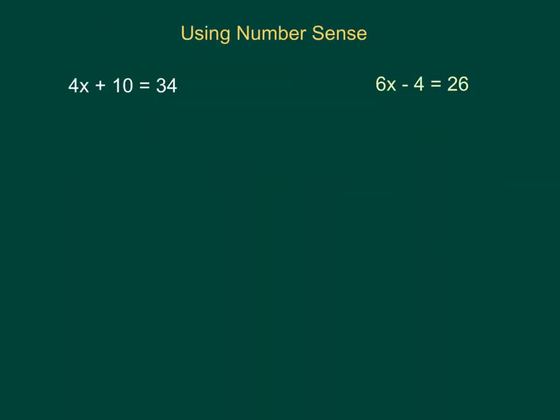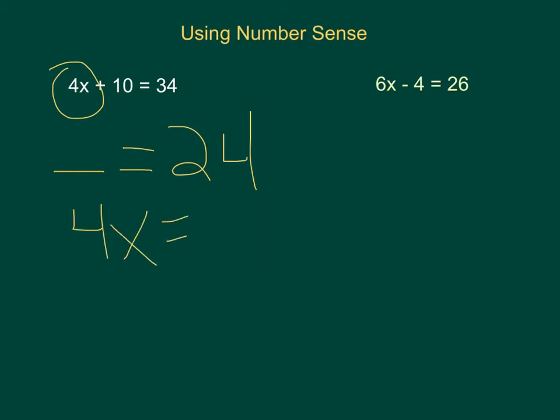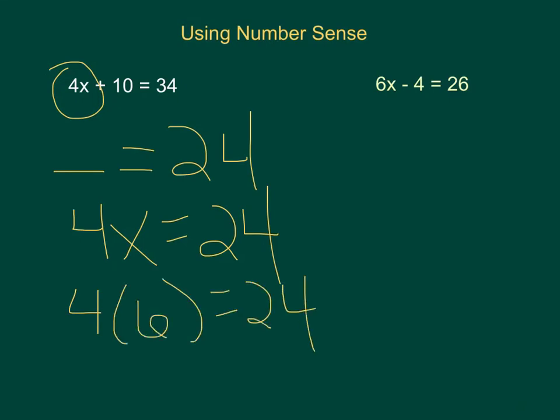Now I'd like to talk about using number sense to solve two-step equations. When we're using number sense, we want to block out our term with a variable in it. So I know that a number plus 10 is equal to 34. Well, if I added 10 to the number, that means that number was originally equal to 24. So I know that my term with the variable, 4x, is equal to 24. 4 times what number is equal to 24? I know 4 times 6 is equal to 24. Therefore, I know my value of x has to be 6.